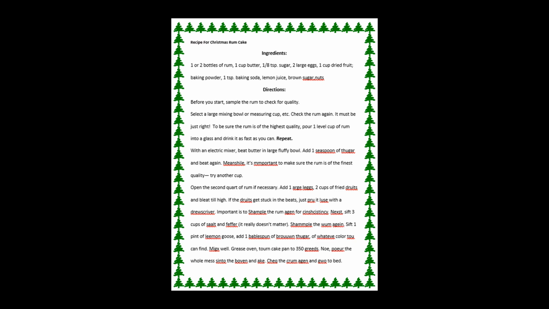Here we go for the directions. Before you start, sample the rum to check for the quality. Select a large mixing bowl or measuring cup, etc. Check the rum again. It must be right. To be sure the rum is of the highest quality, pour 1 level cup of rum into a glass and drink it as fast as you can. And you can repeat that.